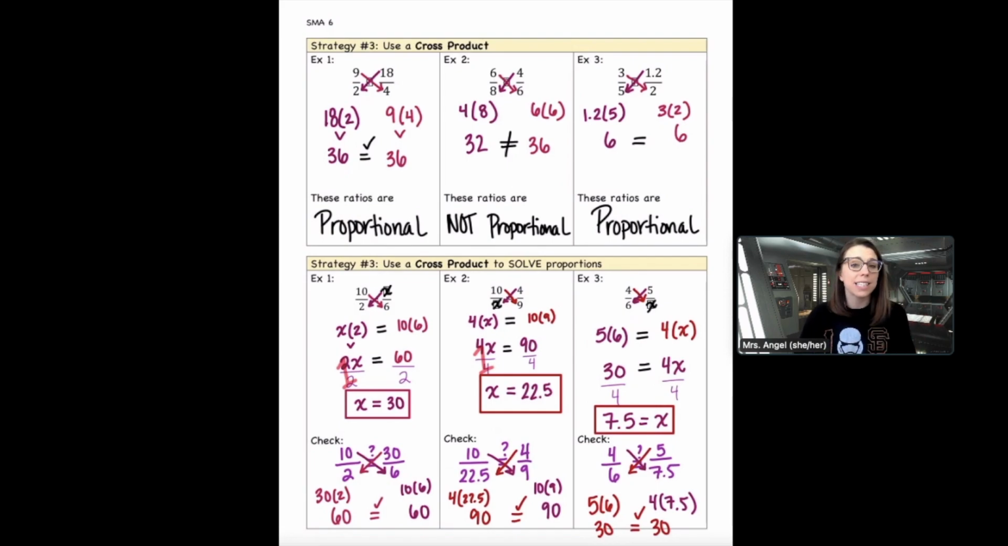And the best way to test that is a cross product, especially when you have to solve for one of the missing parts of a ratio.